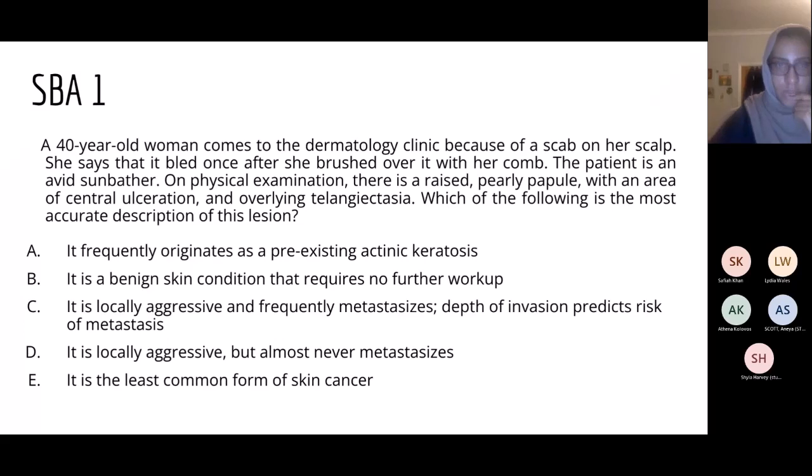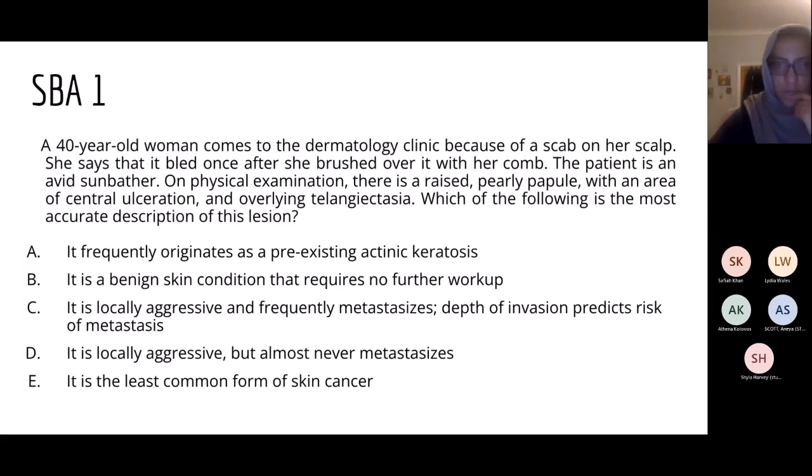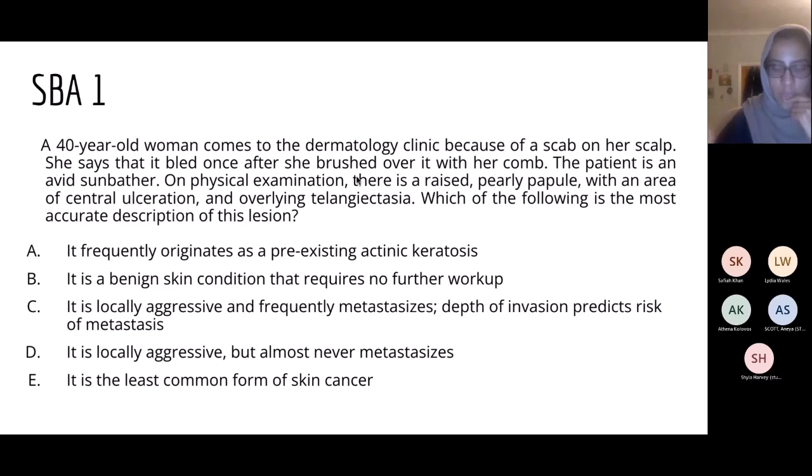Okay, I think we got 3. Okay, let me stop the poll there. So yeah, the majority of you guys got it right. It is D. So what this lesion is describing is a basal cell carcinoma.